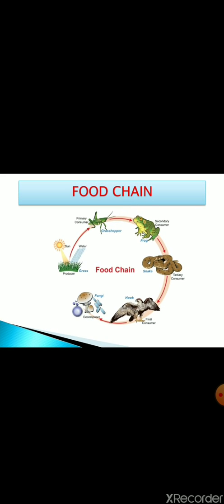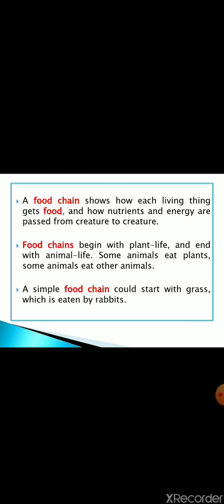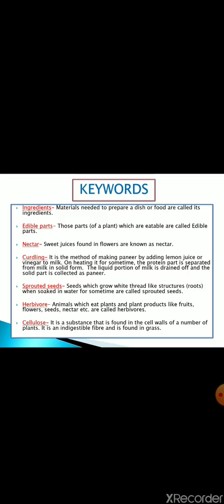Now I will tell you a little more detail about the food chain. A food chain shows how each living thing gets food, and how nutrients and energy are passed from creature to creature. What is a creature here? Anything which is a living being, we call a creature. Now, food chains begin with plant life and end with animal life. Some animals eat plants, some animals eat other animals. A simple food chain could start with grass, which is eaten by rabbits. So, this is a simple example of a food chain which you have already seen. I have explained in detail.